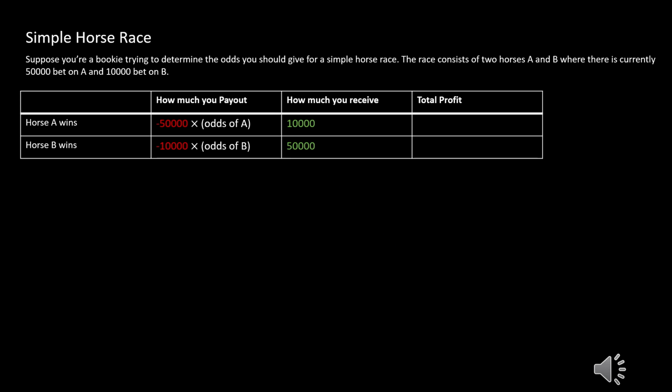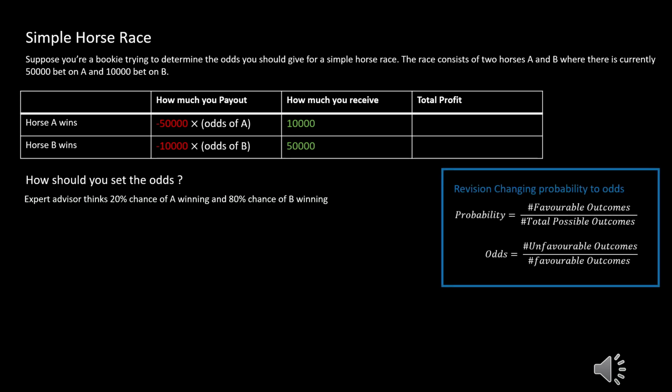So, what we are going to do is go to an expert advisor who knows all about the horses and ask him. He thinks that there's a 20% chance of A winning and an 80% chance of B winning. Now, with a quick revision of probability, we can calculate the odds as being 1 to 4 for A and 4 to 1 for B. Subbing these values in, we will see that if horse A wins, we will get a total profit of negative 2,500, and if horse B wins, we will receive 10,000.